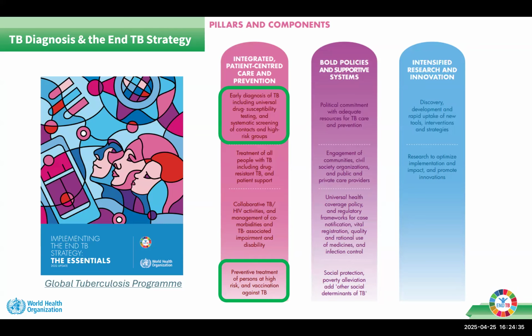In this figure, the green circles highlight two of those components, specifically the importance of early diagnosis of TB, including universal drug susceptibility testing and systematic screening of contacts and high-risk groups. And the second is the preventive treatment of persons at high risk and vaccination against TB, for which TB infection testing is useful.